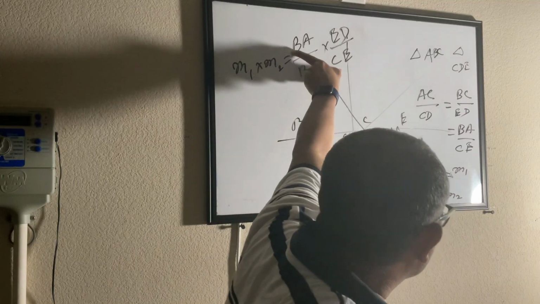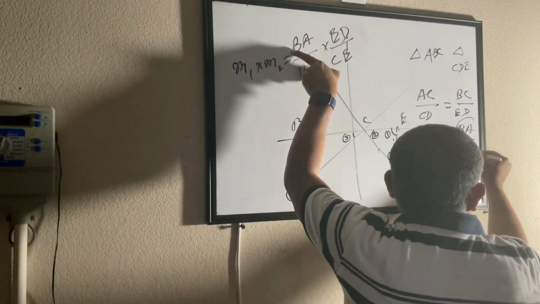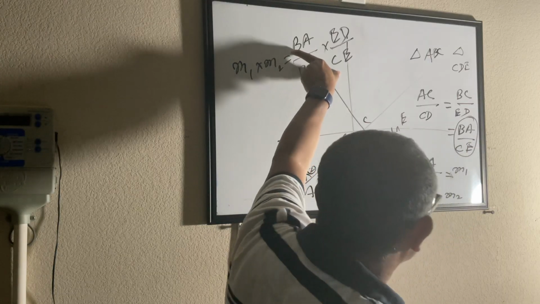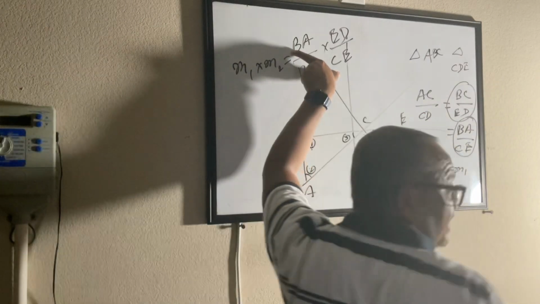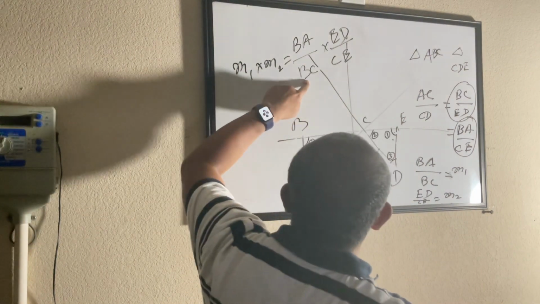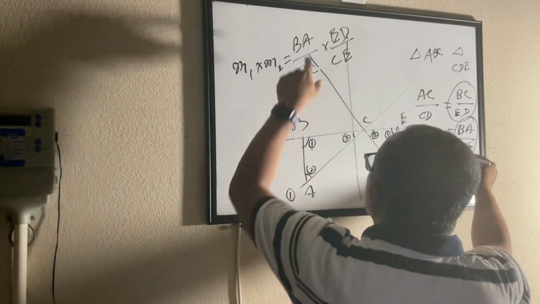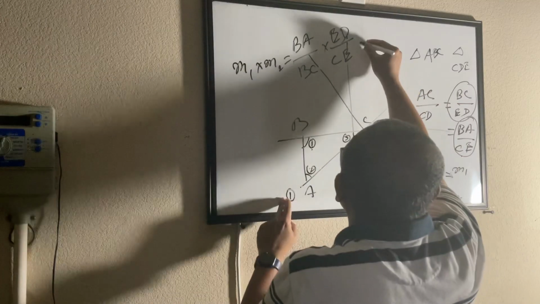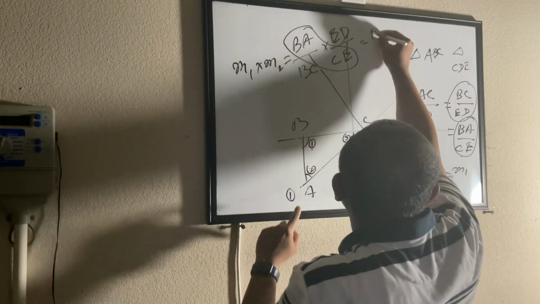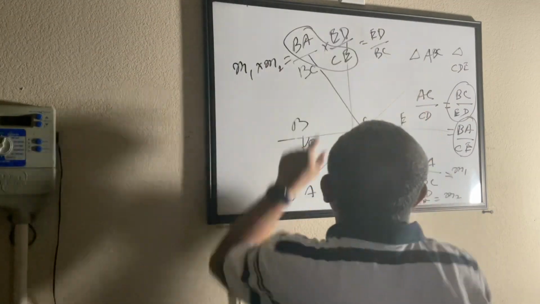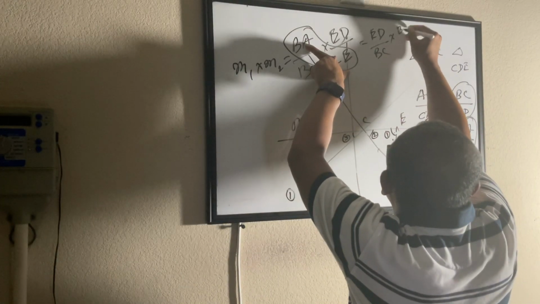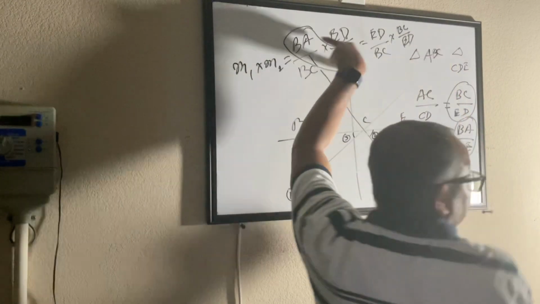BA over CE. BA over CE is what? Is equal to this one, correct? BA over CE, these two. So BA over CE, if I combine these two, this becomes EB over BC, and BA over CE is BC into ED. Yeah?